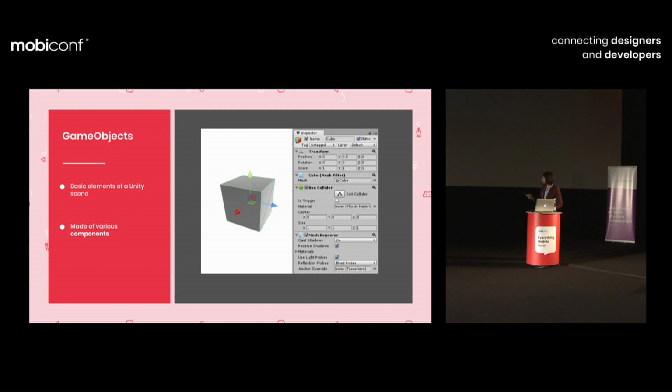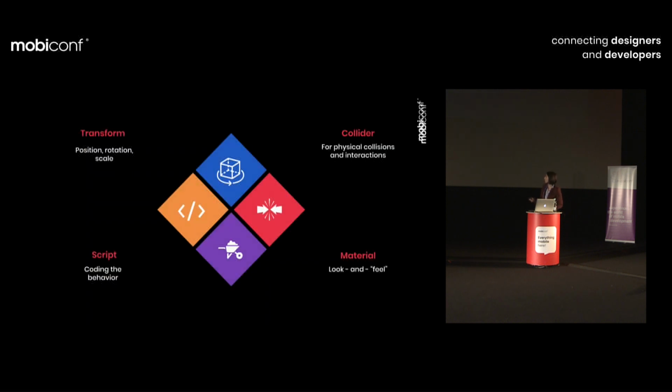Game objects are made of various components. Let's see here a short summary of the most important components of a game object. Okay, the transform component, it is mandatory for every game object. It describes its position, rotation, scale, etc. It describes the position of the object in the scene.